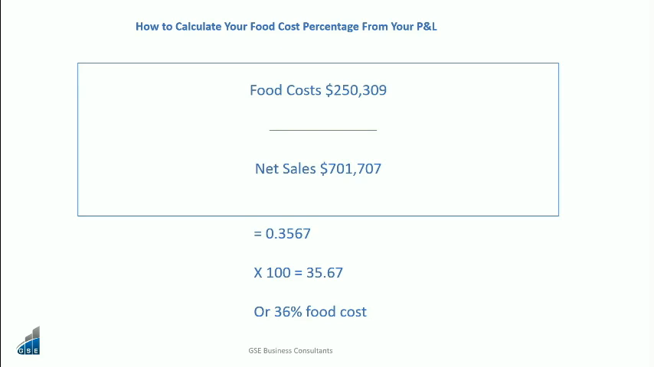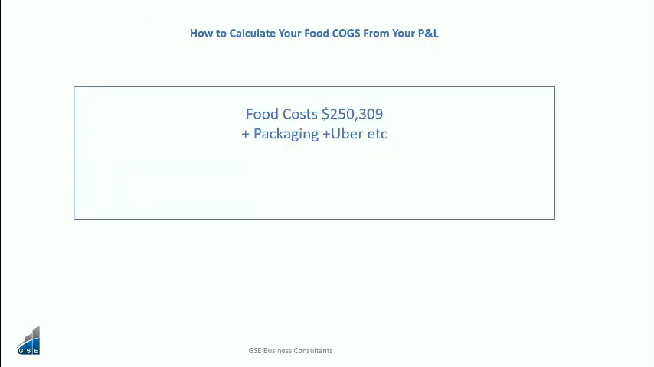Fairly straightforward calculation. Now, if you want to work out what the cost of goods is, which is obviously a very important metric as well, then in addition to the food costs, you need to add things like packaging and Uber, any expenses for delivery partners, or any other costs associated with providing that food to the end customer. At this point, you're not going to include things like wages, labour, rent, or anything else like that. It's purely the cost of the food, any packaging, and any delivery costs associated with it. You take the same net sales figure and do the same calculation: divide that figure by the net sales, and that will give you a cost of goods percentage. So hopefully that makes sense.